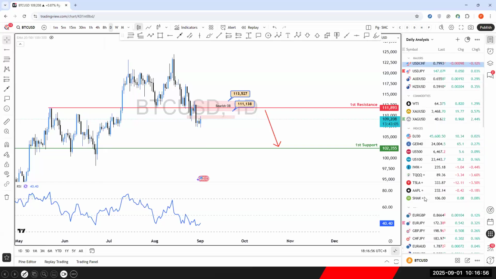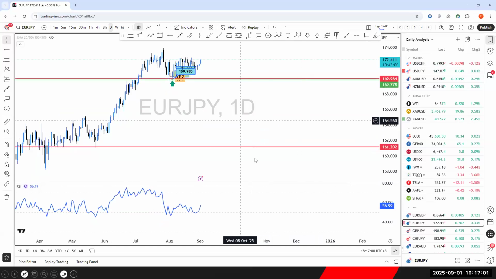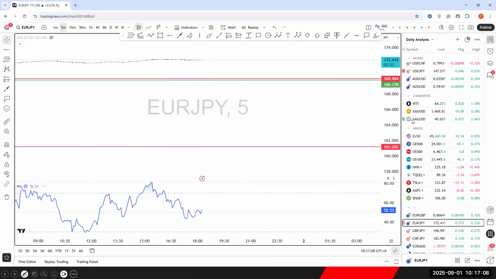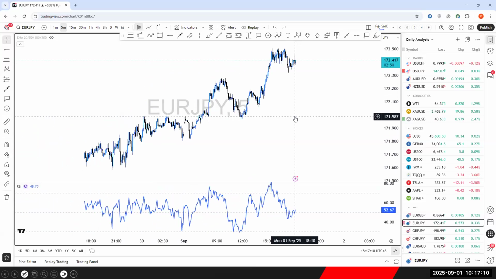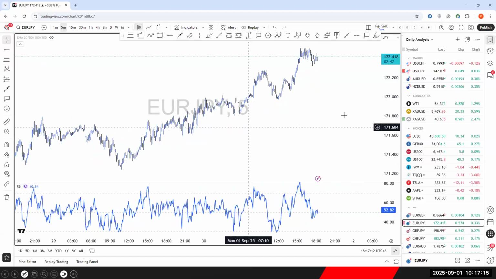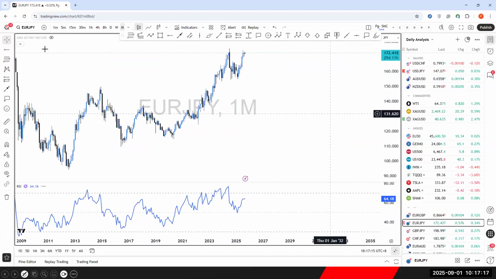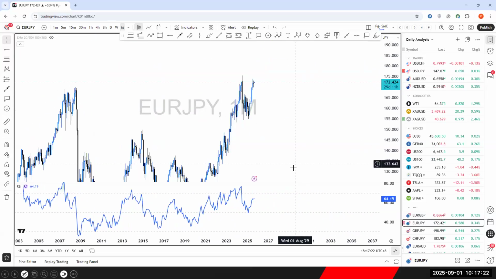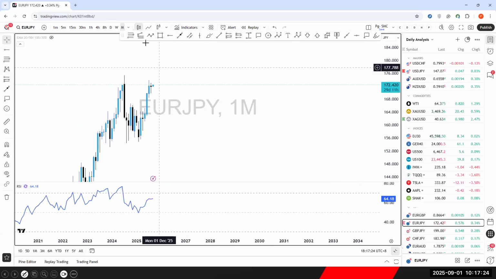EUR JPY. TP1, TP2. I think I do scalping here for the EJ. Now it's rising. Okay, let me check monthly. Is this all-time high? Yeah. Okay, so basically, this is gonna be your sell zone.